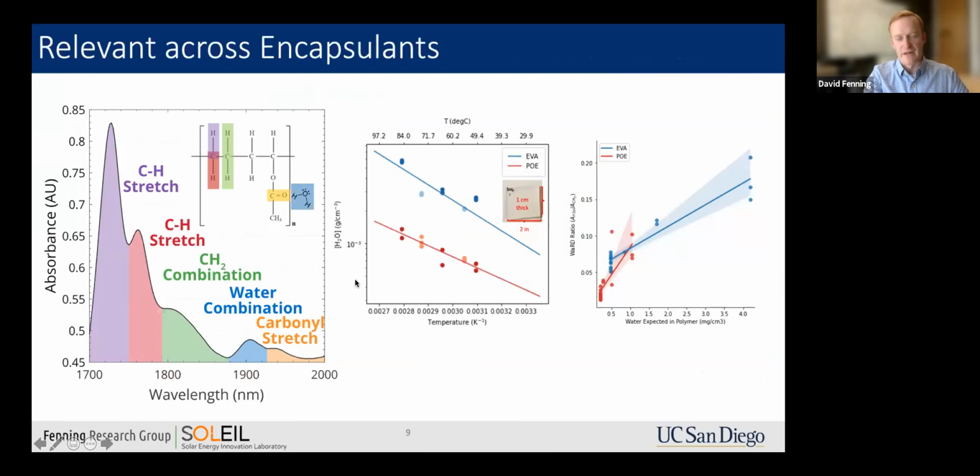This was originally developed for EVA, but the principles of the technique are generalizable. We're relying on a water combination band and a CH stretch, and so encapsulants like POE or TPOs can be measured as well. We are now, under the current DuraMAT project, exploring especially POEs, and in establishing the saturation water content of POE as compared with EVA, we do of course have much less water under saturation conditions. This shrinks down the range over which we are measuring our water signal, but we do still have quite good detection signal to noise down to very low water concentrations.